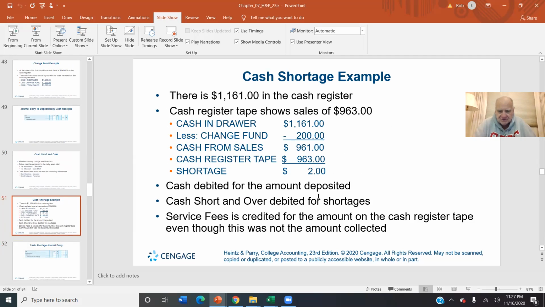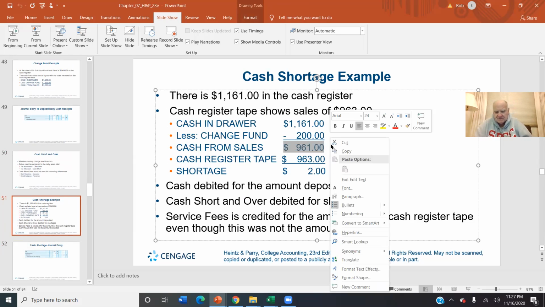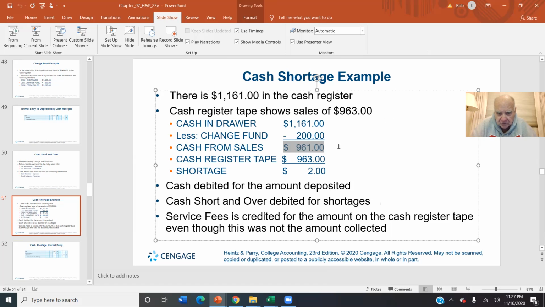Take a look here. Nice, simple example. 1161 in the cash register, minus 200. We had sales of 961. That 961 represents your revenue. We have to credit revenue for the 961 because that's what your cash register said you sold in meals, 961. The increase in the cash, though, was 963. So according to our records we sold 963, but we only have 961. So that would be a loss.